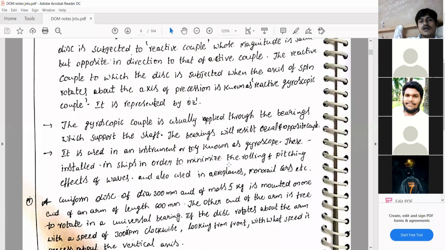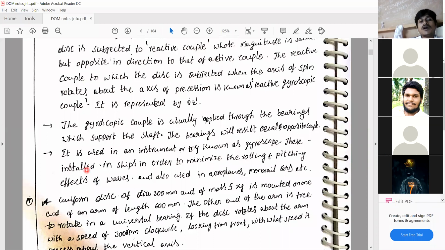Coming to the third point, where the gyroscopic couple generally occurs: it is generally applied through the bearings which support the shaft, and the bearings will resist the equal and opposite couples. Why are we observing the bearings? Because they resist the equal and opposite couples. So these are the places where the gyroscopic couple is generally applied.